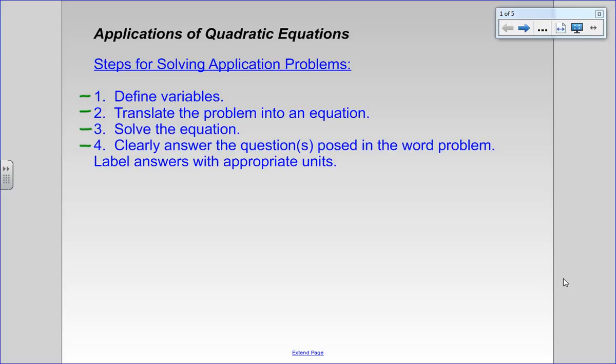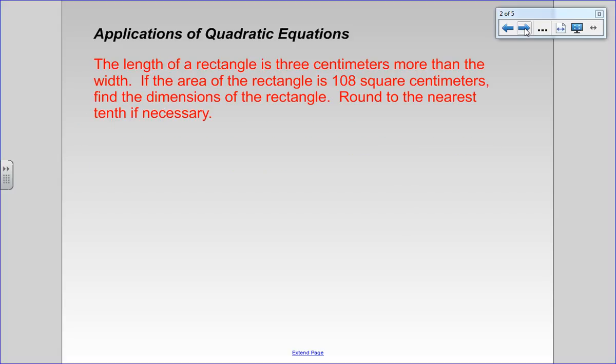Let's look at some examples of problems involving area that can be solved using quadratic equations. The length of a rectangle is 3 centimeters more than the width. If the area of the rectangle is 108 square centimeters, find the dimensions of the rectangle. Round to the nearest tenth if necessary.